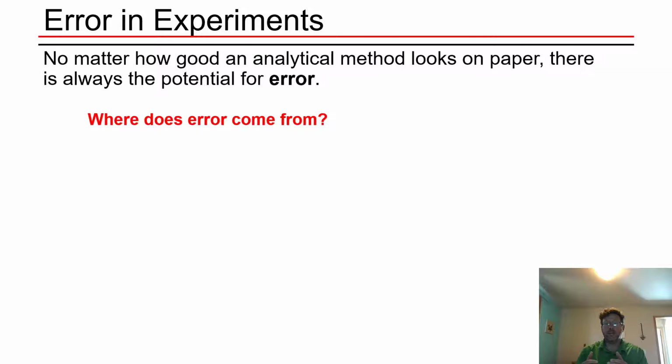But we have to recognize and be a little bit humbled by the fact that no matter how good our analytical methods look on paper, there's always the potential for error. And in this module, we want to address, where does error come from? How can we account for it? And how can we use what we call propagation of error to judge whether an experimental design is suitable?